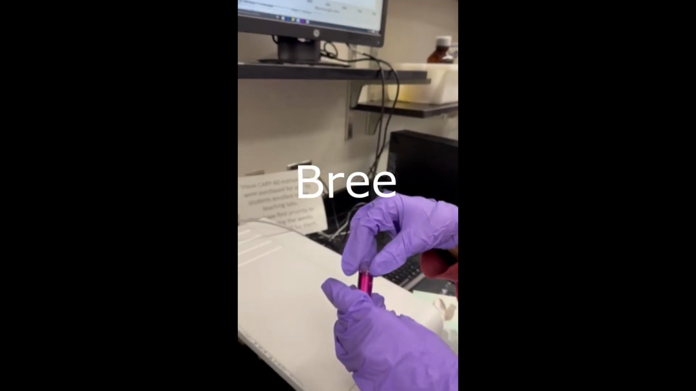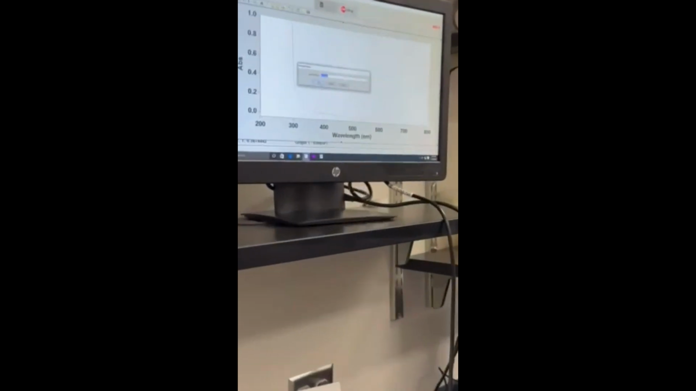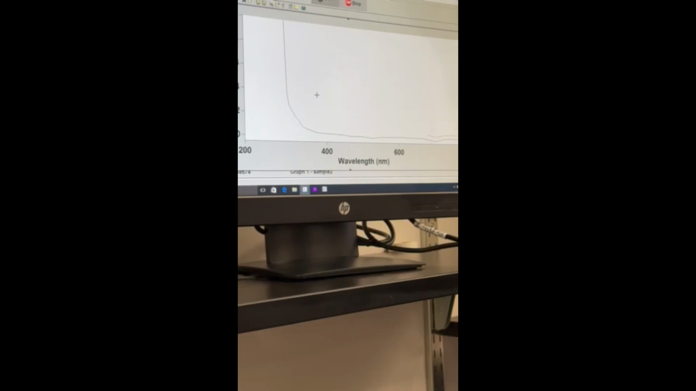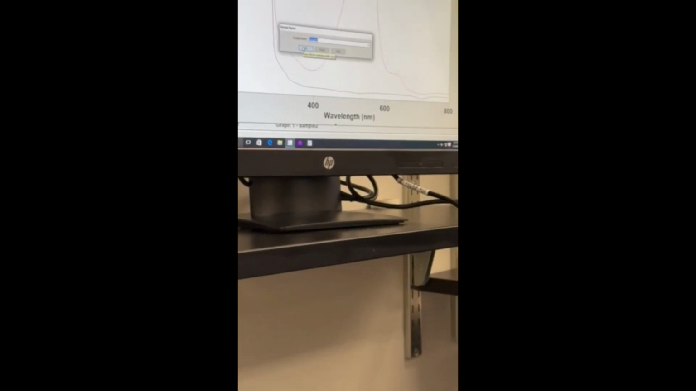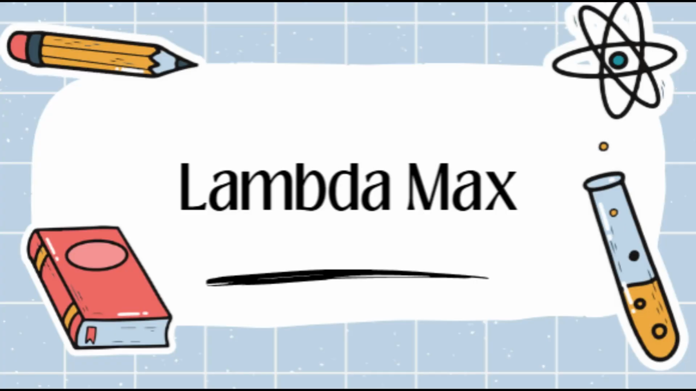Wipe down the sides of the cuvette, place it in the machine, close the machine, then press run. Once the absorbance is given, write that number down in your notebook. As you can see, a graph is formed in order to determine the optimal wavelength. This optimal wavelength, also known as lambda max, is found at the highest peak on the graph.